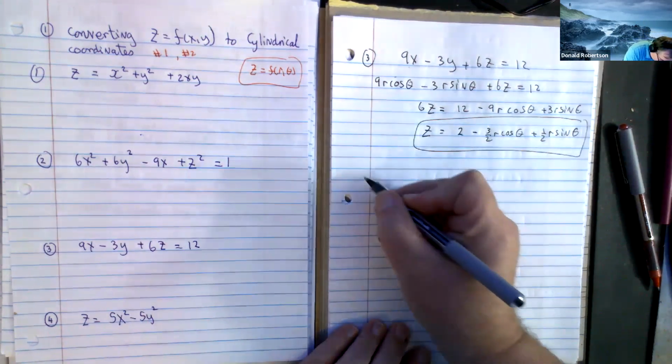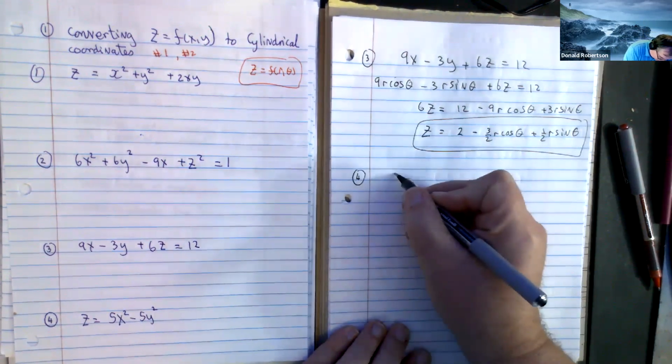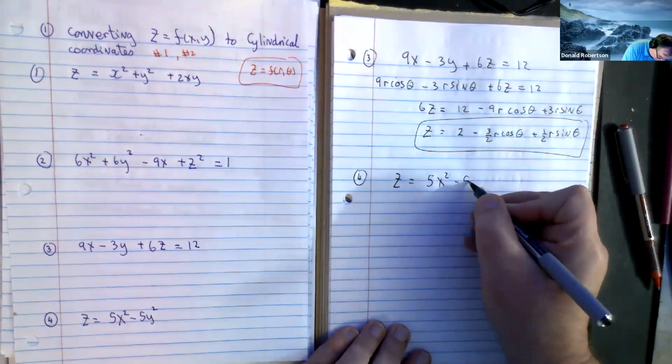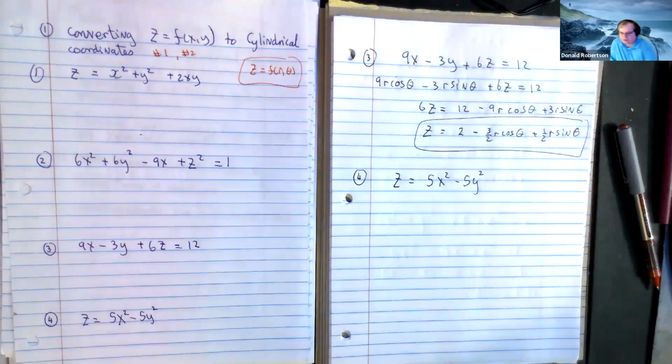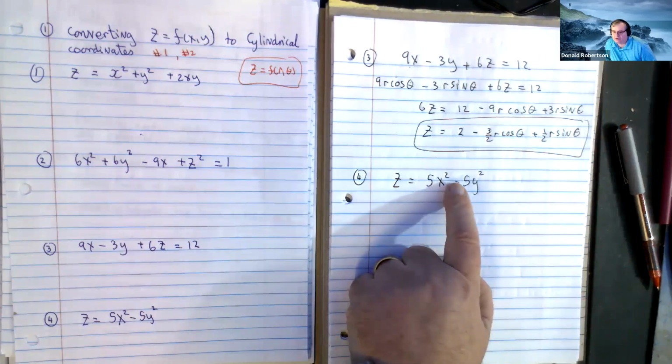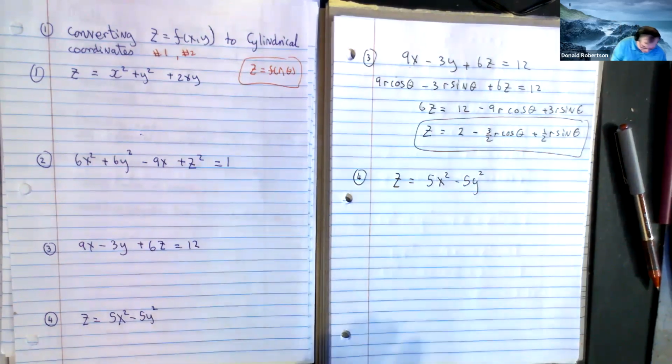Well, the last one in my list doesn't look too bad, and it's not. But it's not 5 or 5r squared even. And the reason for that is it's a subtraction here. If that was 5x squared plus 5y squared, yeah, but not right now.